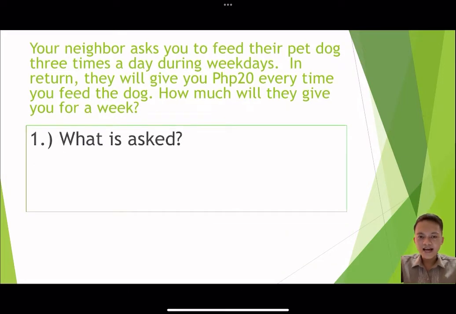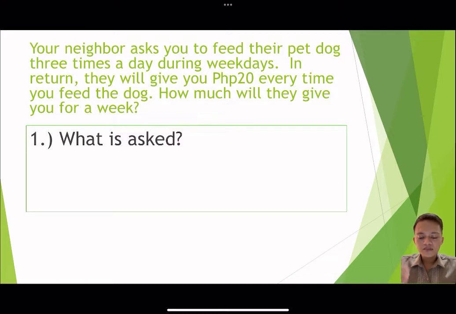First is, what is asked? Ano ba yung tinatanong dito sa problem natin? So, first, kailangan muna nating himayin yung ating problem para mas maintindihan natin kung ano yun. Dahil kung hindi natin naiintindihan yung problem, hindi natin masosolve itong problem na ito.